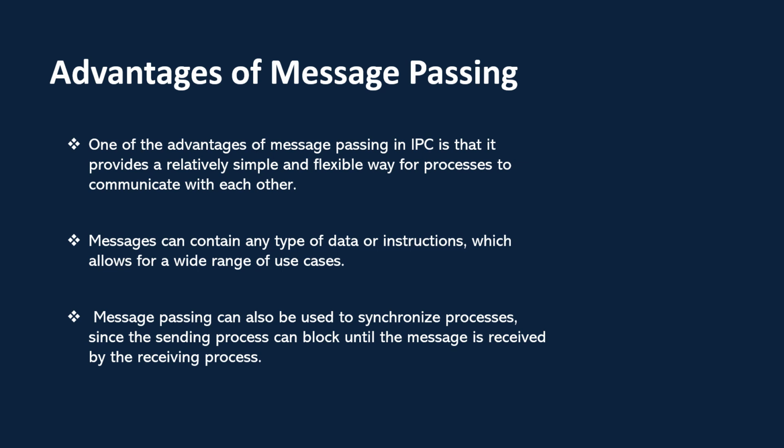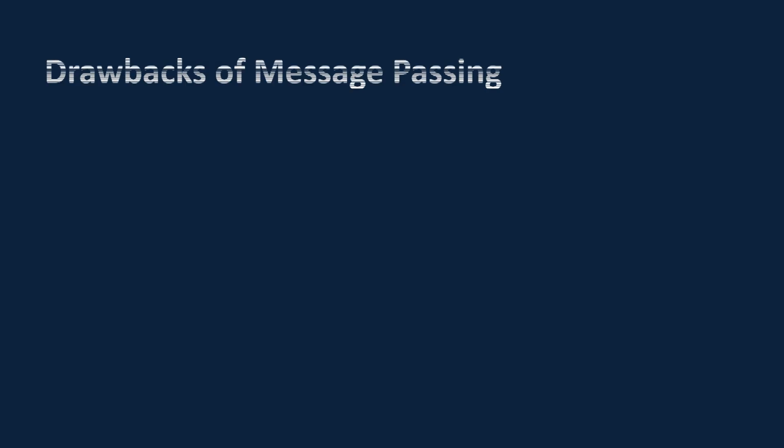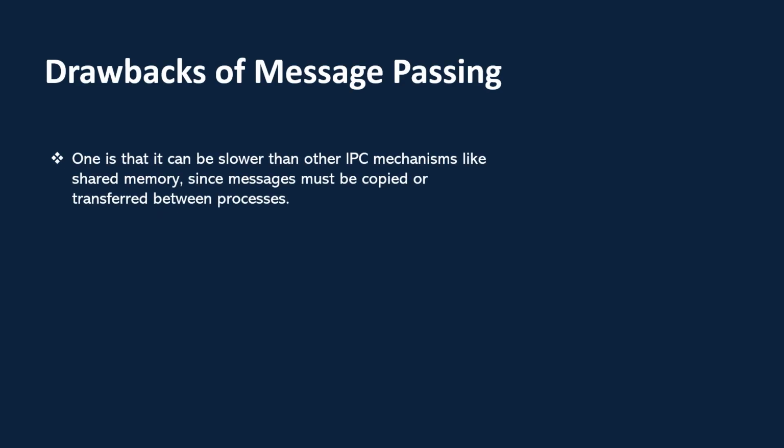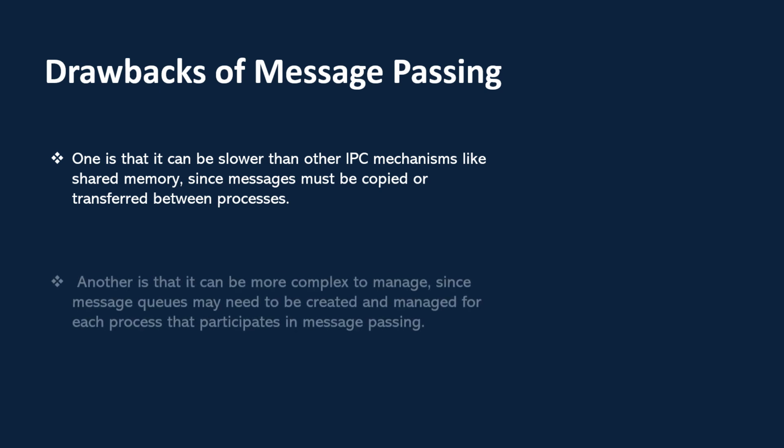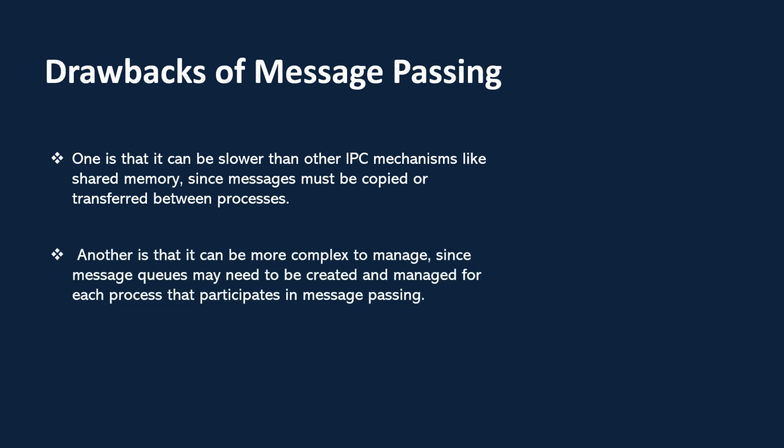So here it is better synchronized. There are also some drawbacks of the message passing model. It is not as fast as the shared memory model. It is quite slower, since the message must be copied or transferred between processes, which takes time. Another is that it is complex to manage the message queues, because every time a message queue has to be created when the processes participate in message passing. So it's quite complex to manage all this.